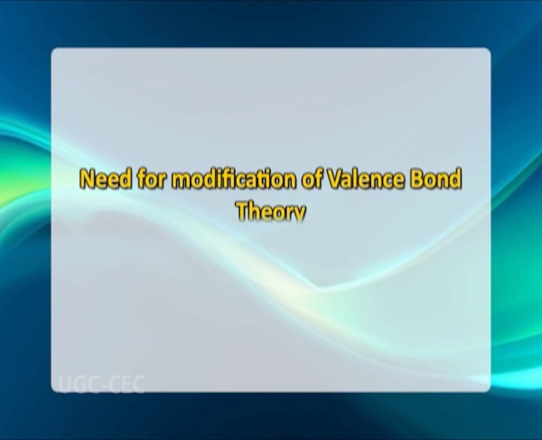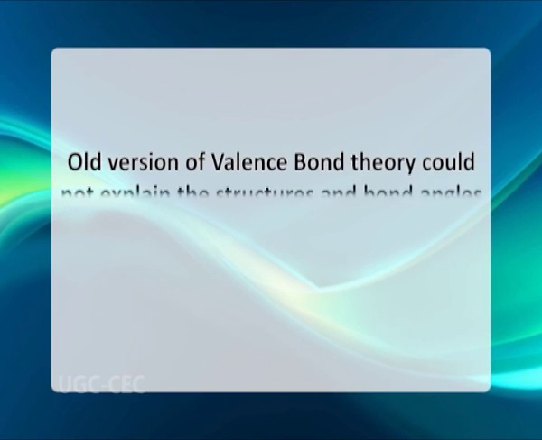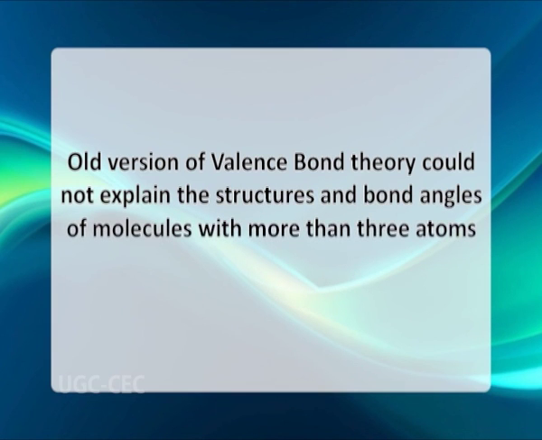Now, there is a need for modification of valence bond theory, because the old version of valence bond theory is limited to diatomic molecules only. It could not explain the structures and bond angles of molecules with more than 3 atoms. For example, it could not explain the structure and bond angles of water, ammonia, methane, etc. In order to explain the structures and bond angles of molecules, Linus Pauling modified the valence bond theory using the hybridization concept.